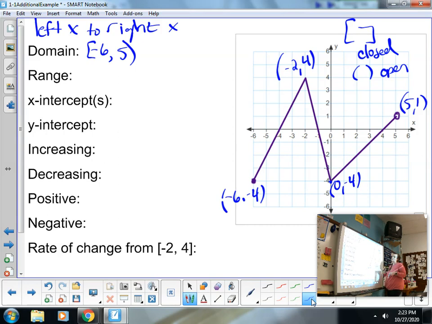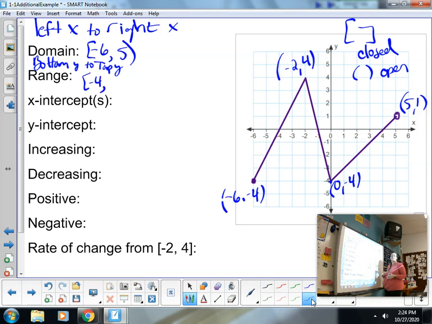The range is your bottom y to your top y. So I want to look at how far down we go to how far up we go. Again, we're looking at y values for range. We looked at x values for domain, y values for range. The lowest that we go on the y-axis is -4. And those are closed dots, so that is going to get a bracket.